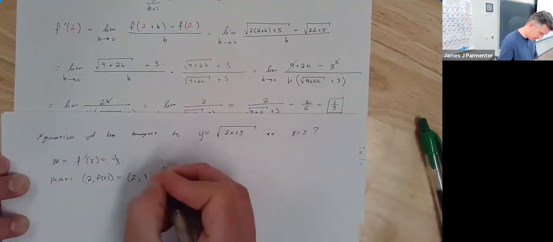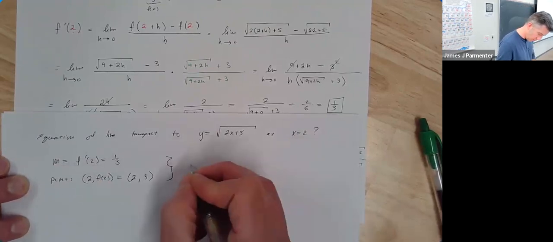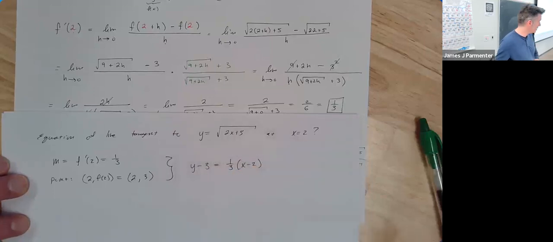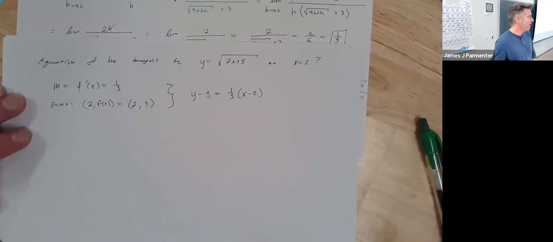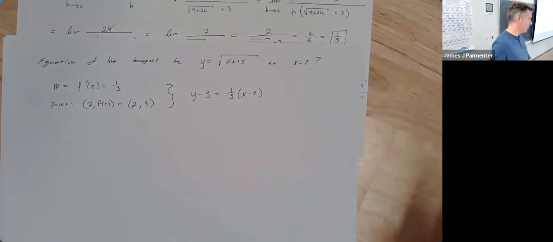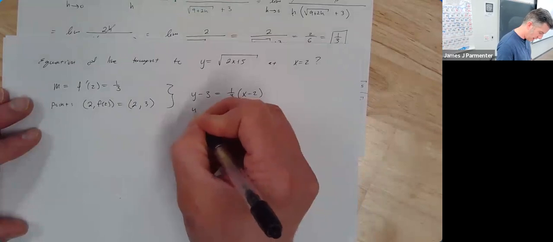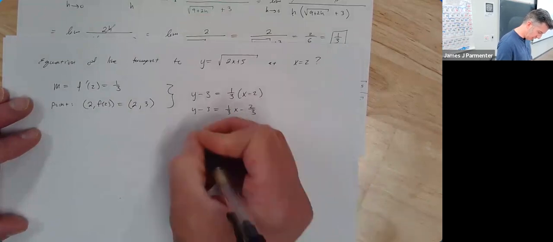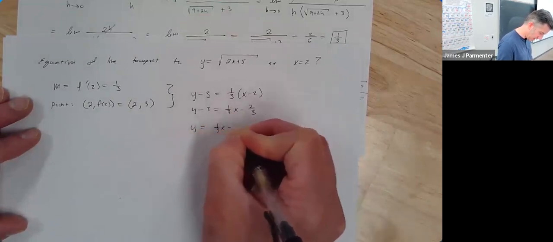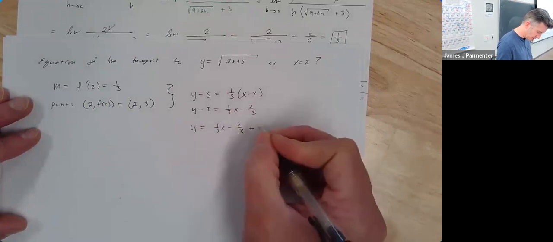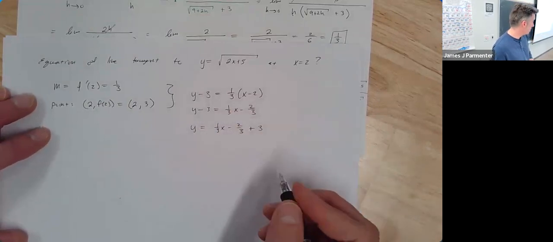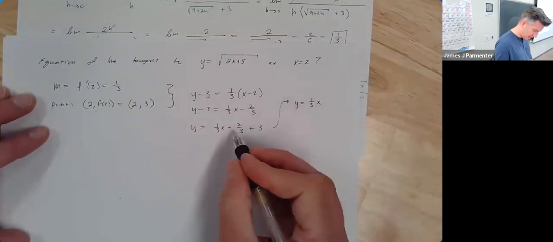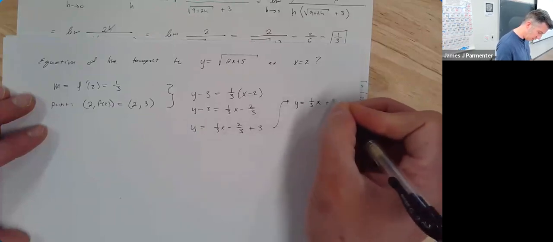And then you just stick that stuff together in your point slope form. y minus the y coordinate equals your slope times x minus the x coordinate. And you should probably get in the habit of solving for y, because usually people want you to solve for y. So y minus 3 equals 1/3 x minus 2/3. If I add 3 to both sides, y equals 1/3 x minus 2/3 plus 3, which is 9/3. So I end up getting y equal to 1/3 x, and negative 2/3 plus 9/3 is 7/3.